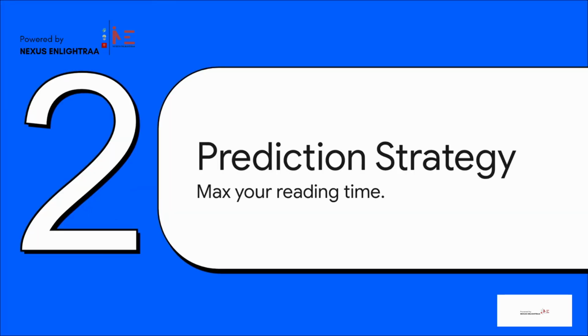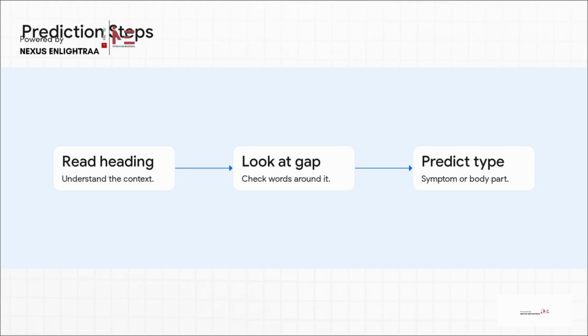Which brings us nicely to Section 2, the prediction strategy. This is all about maximizing those 30 seconds of reading time. See, grade B candidates don't just sit there passively waiting for the audio to start. No way. They use this time to gain a massive cognitive advantage. So here's your 3-step prediction strategy.